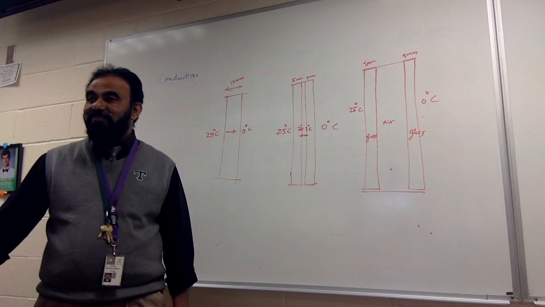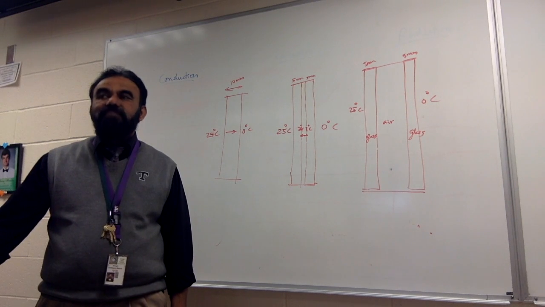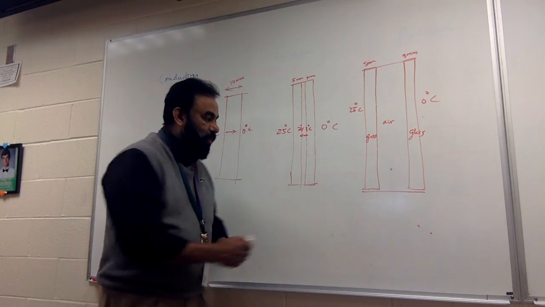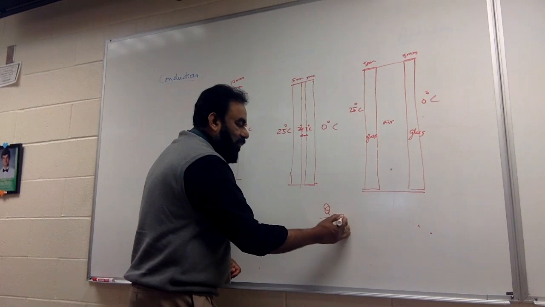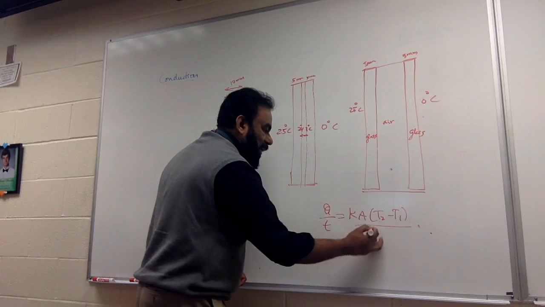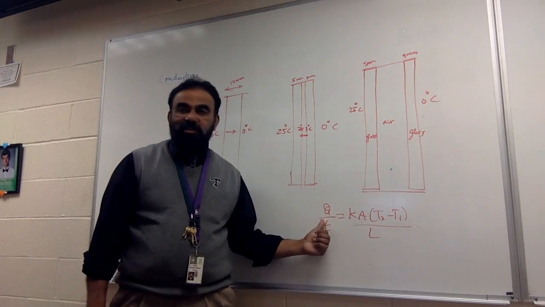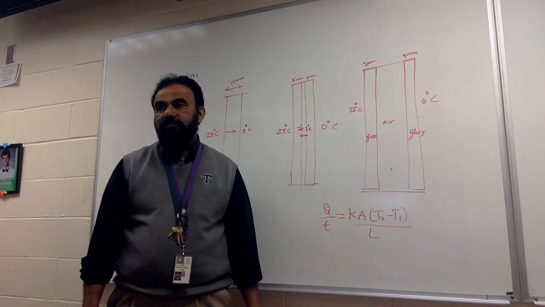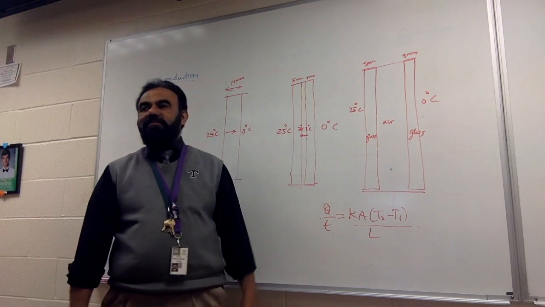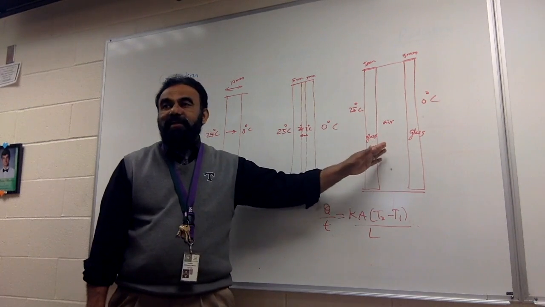The big one, because as length increases, it's inversely proportional to each other. This one, as the length increases, it looks like, according to the equation, Q over T is equal to K A (T2 minus T1) over L. According to that equation, as L increases, it looks like the rate of flow should be reduced. Right? But this is better.